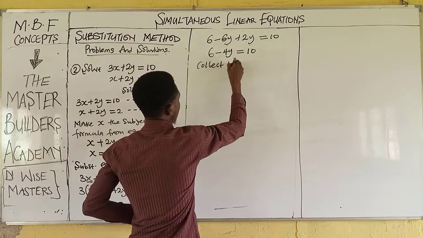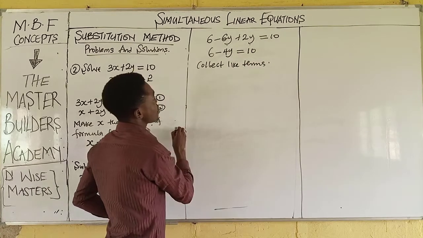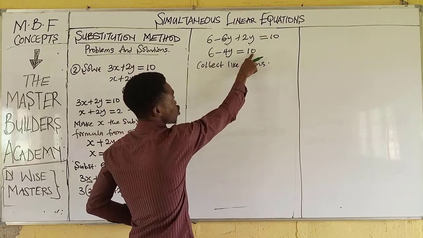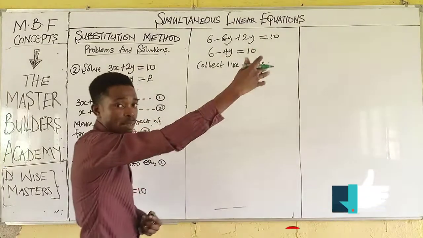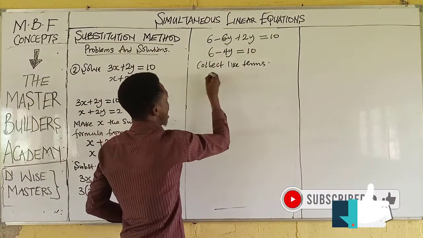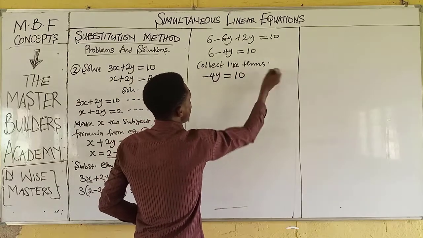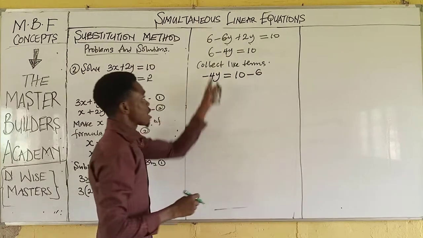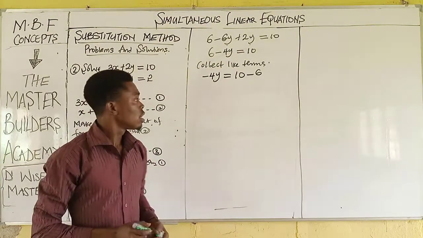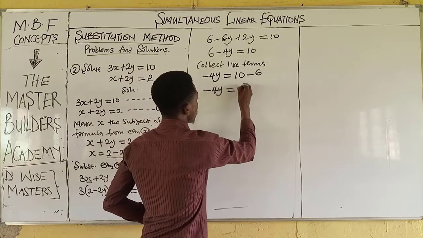Collect like terms. So to collect like terms now, we understand that this is a constant term, and 10 also is a constant term. So we take all the constant terms to the right hand side. Therefore, we are going to move plus 6 to the right hand side, and we have minus 4y is equal to 10 minus 6. Because as plus 6 crosses from left to right, it automatically becomes minus 6. Then finally, we have 4y is equal to what? 4.